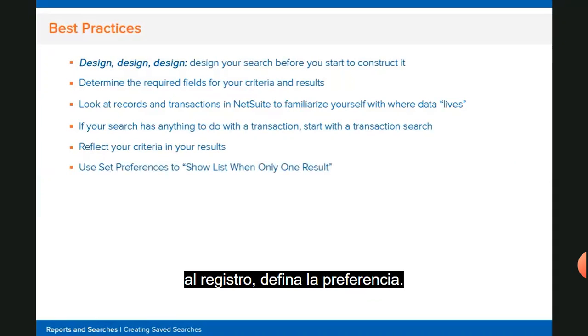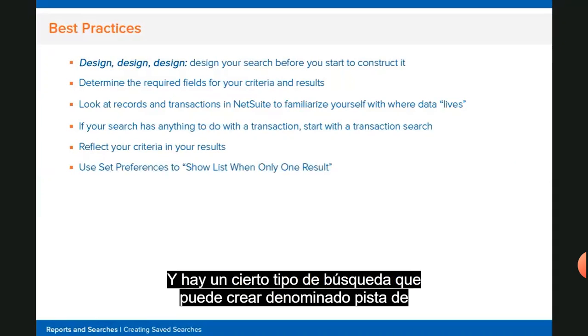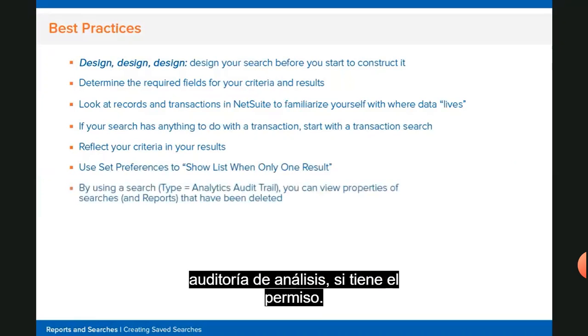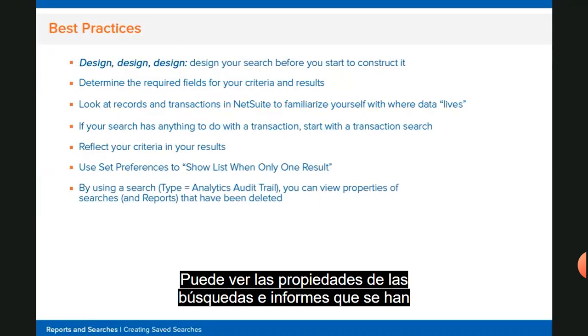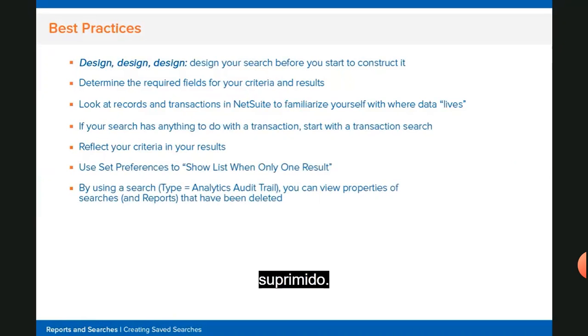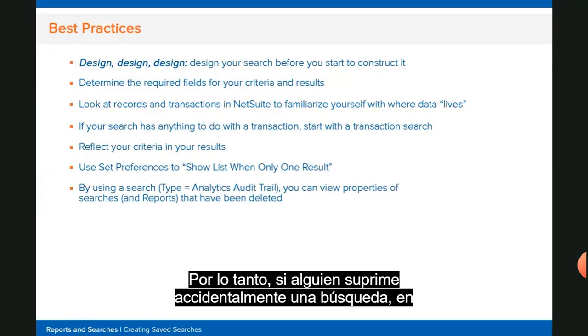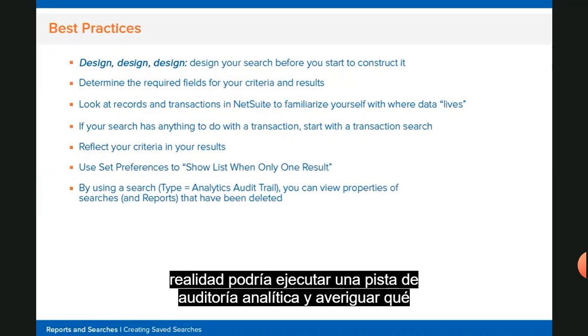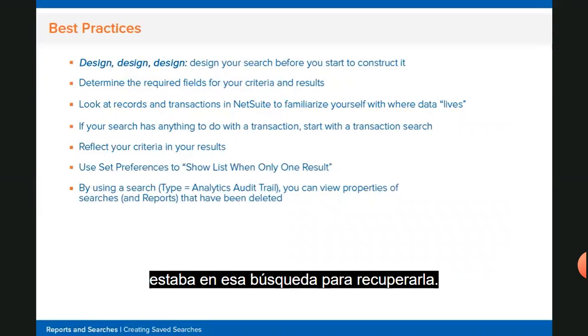set the preference. And there is a certain search type that you can create called an analytics audit trail if you have the permission. You can view properties of searches and reports that have been deleted. So if somebody accidentally deleted a search, you could actually run an analytics audit trail and find out what was in that search to bring it back.